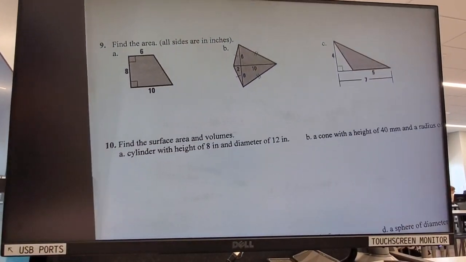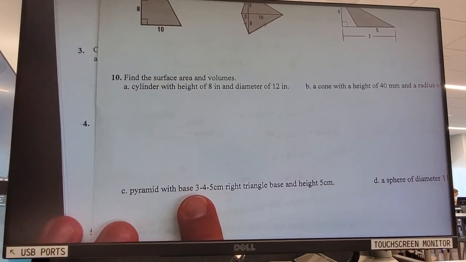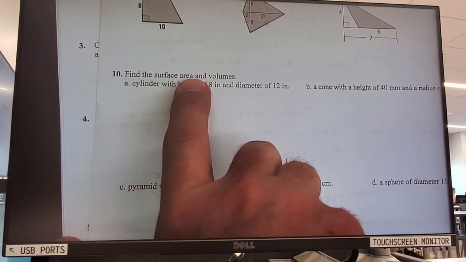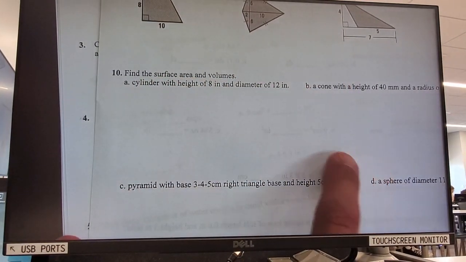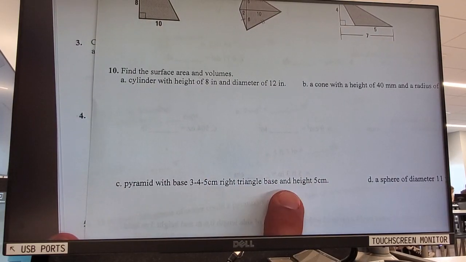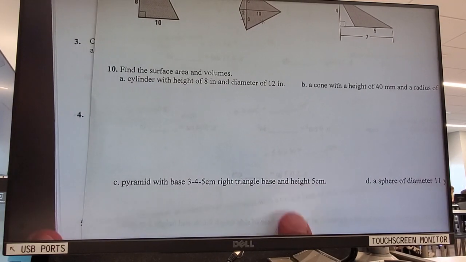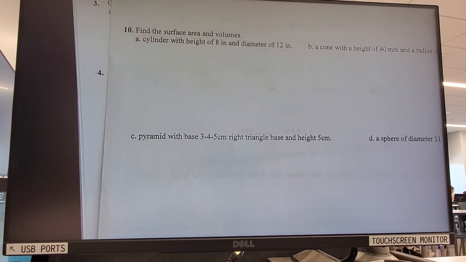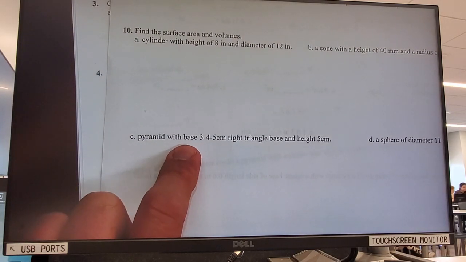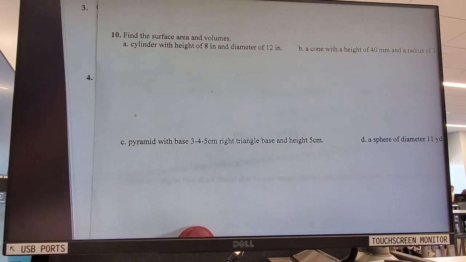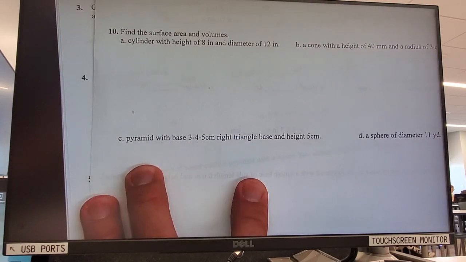The information I gave you on this one is sufficient for the volume. I threw the surface area in later because I thought this would be good just to make it a dual problem. But the surface area for this pyramid is not impossible, but very difficult, to say the least, to get. So 10C, don't worry about the surface area. Just do the volume.